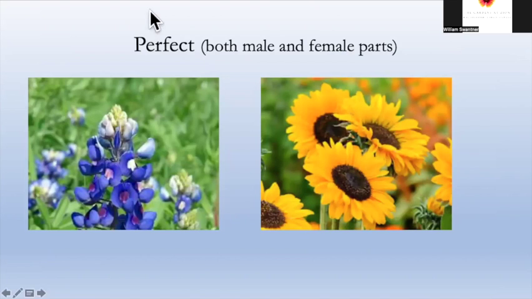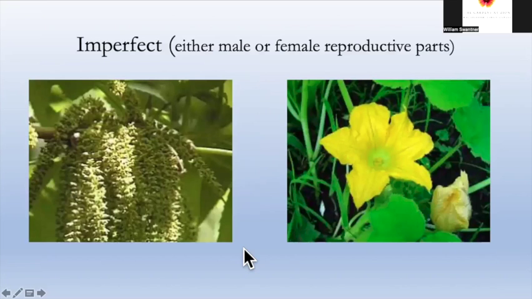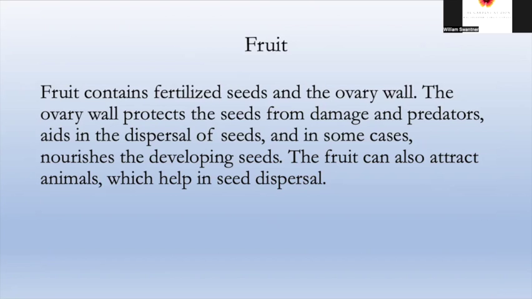These are perfect. They have both male and female parts. Bluebonnet, sunflower. These are imperfect. They do not have male and female. This is a pecan tree. This is, I believe, a bloom from a pumpkin vine. We did types of flowers.